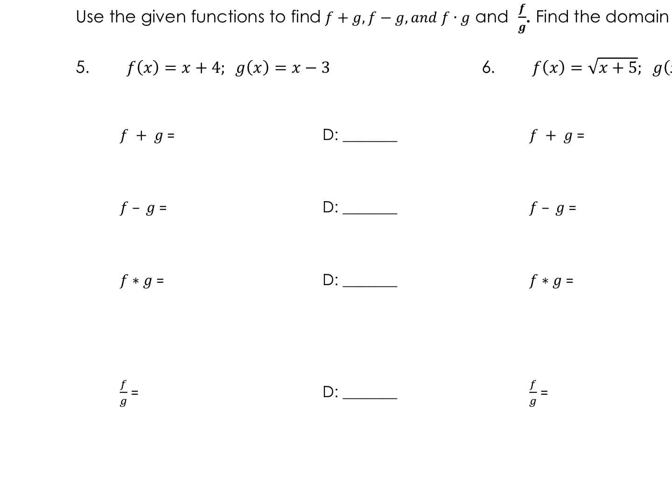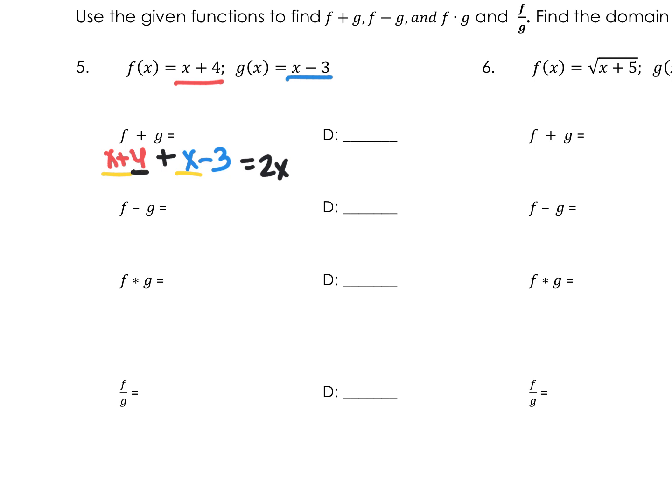Okay, for question number 5, we're adding f plus g. So we're going to take f, which is x plus 4, and then we'll add g, which is x minus 3. We have some like terms we combine. We can combine the x and the x. So x plus x, that will become 2x.